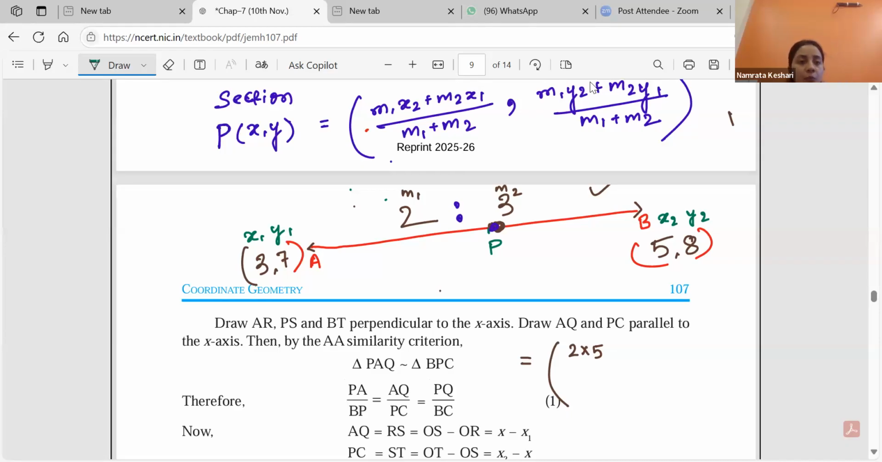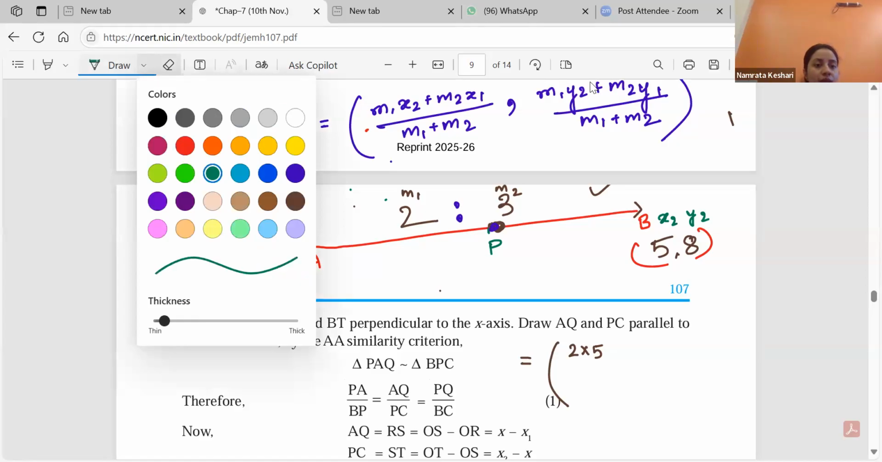AB is divided by a point P in this ratio. So you will take A as x1, y1 and B as x2, y2. If the question says there is a straight line MN, then M will be x1, y1 and N will be x2, y2. And the first ratio term will be m1, the other one will be m2. Are you getting it?